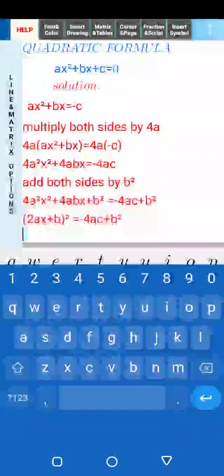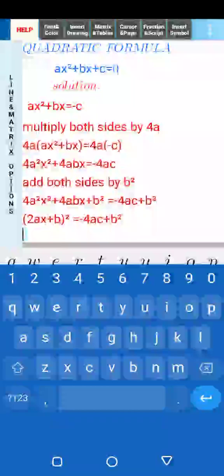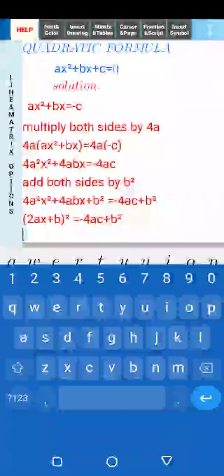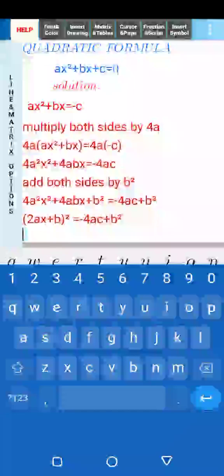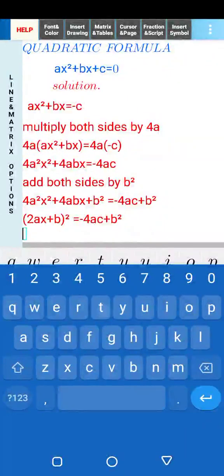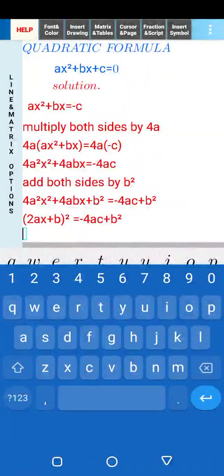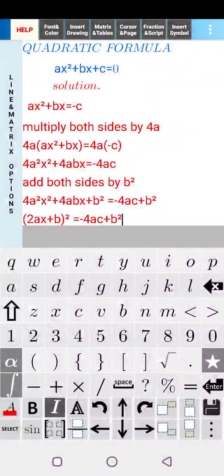All right, the next thing you have to do now, since we have a square on this side, we are going to eliminate the square on this side. That is, we take the square root of both sides. Let me write it for you. It will be something like this.